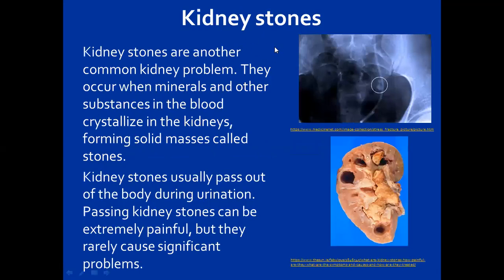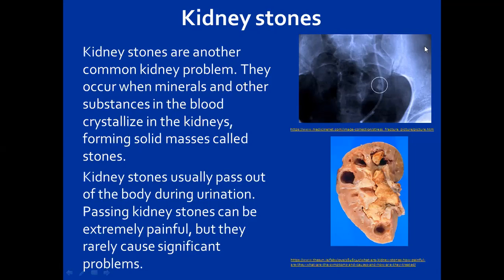Kidney stones. These are another common kidney problem. What happens is when minerals and other substances in the blood crystallize in the kidney, so instead of being dissolved in the fluids in the kidney, they become crystals in the kidneys, and then they form solid masses called stones. Kidney stones usually pass out of the body during urination, but it's really painful apparently to pass them. And normally they don't cause significant problems.